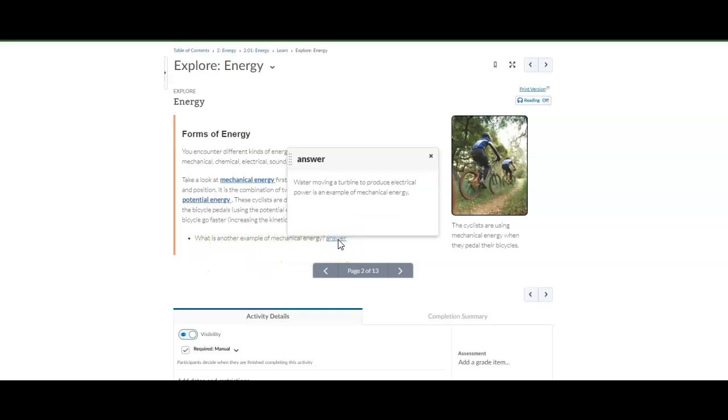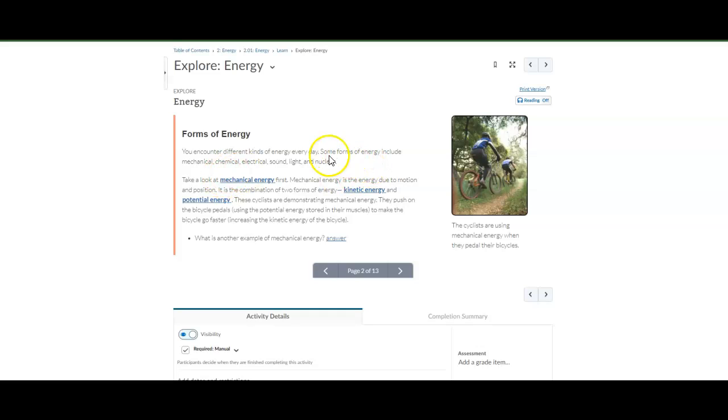So water moving a turbine to produce electrical power is an example of mechanical energy. So pretty much mechanical is anytime that you see something moving. So three forms of energy are written up here. For your guiding question 2, you've got mechanical, chemical, electrical, sound, light, and nuclear. So it just says to list 3 of those and give an example of each.